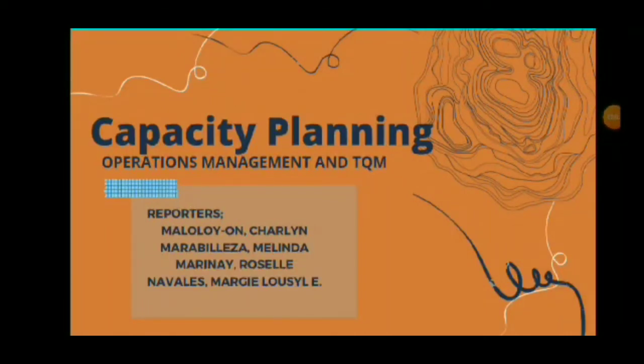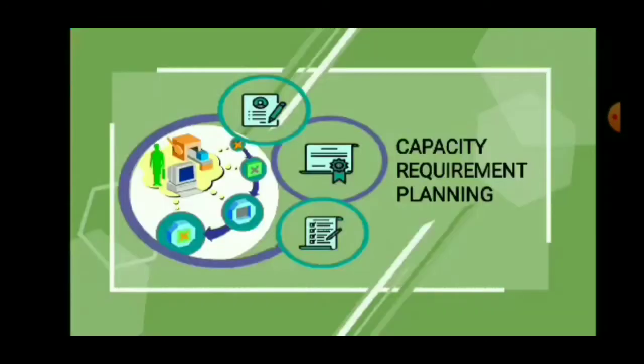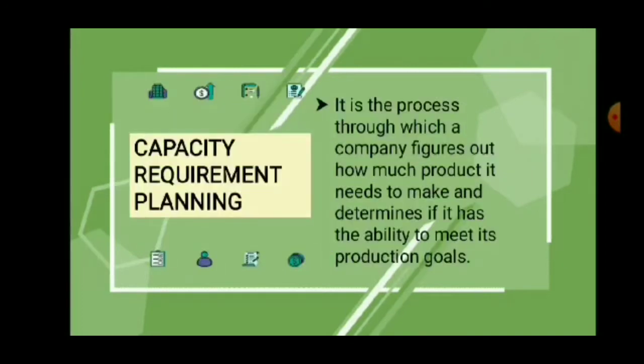Maloloy-on, and our topic for today is all about capacity planning. So, what is capacity requirement planning? Capacity requirement planning is a process through which a company figures out how much product it needs to make and determines if it has the ability to meet its production goals.